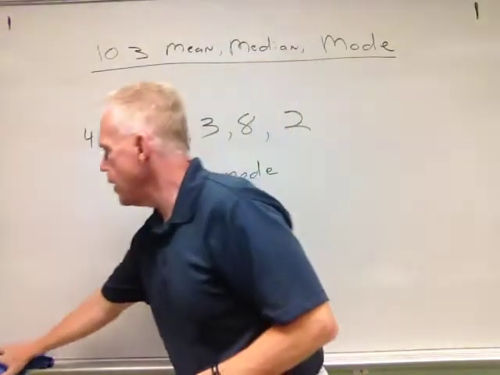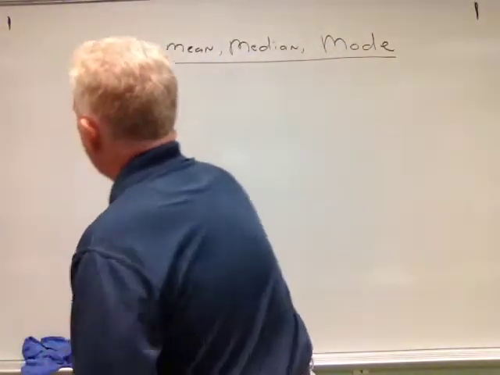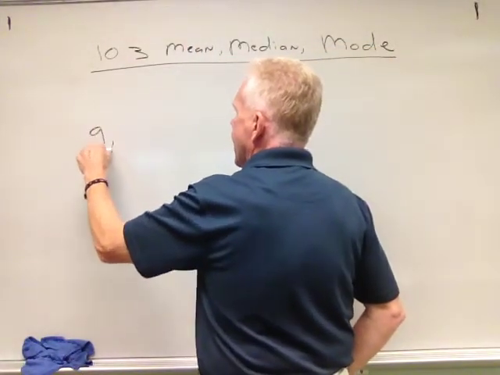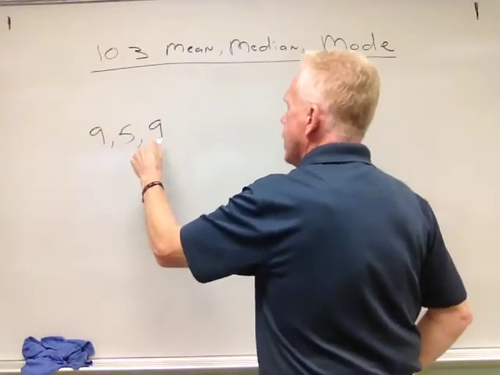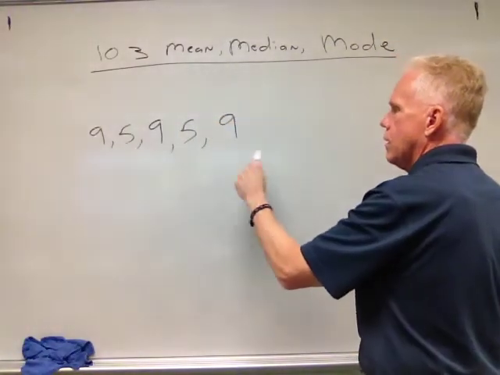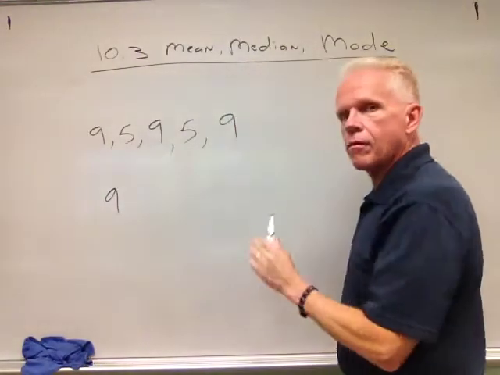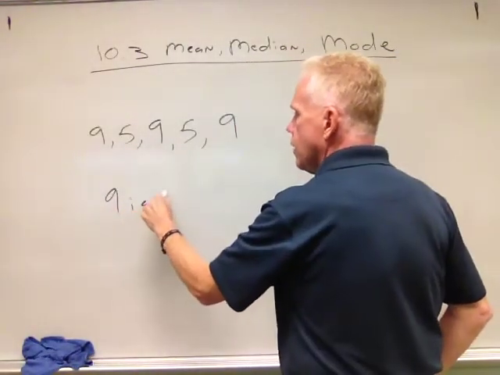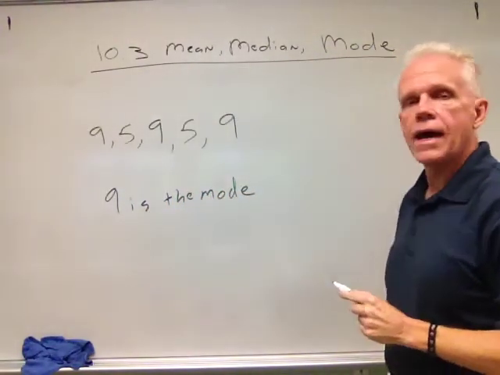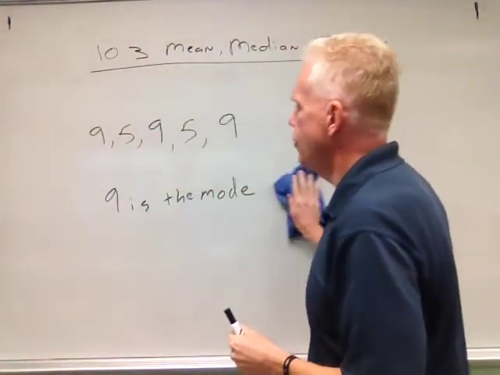All right? Let's give you another example of this. If you have a set of data that is 9, 5, 9, 5, 9. All right, in this set of data, 9 appears 3 times, 5 only appears twice, so 9 is the mode. Okay, 9 is the mode. All right, because it appears 3 times and the 5 only twice.